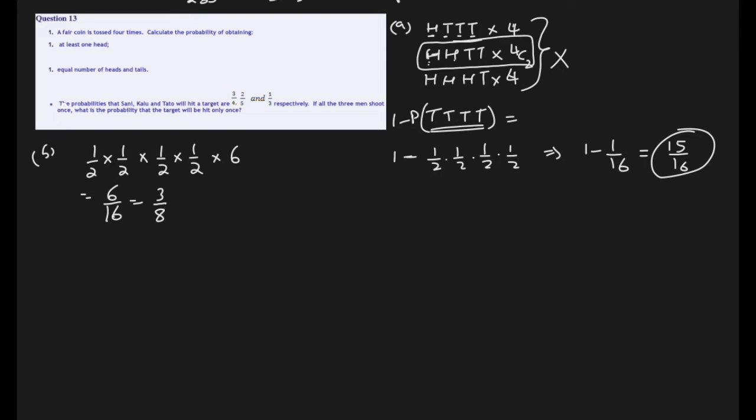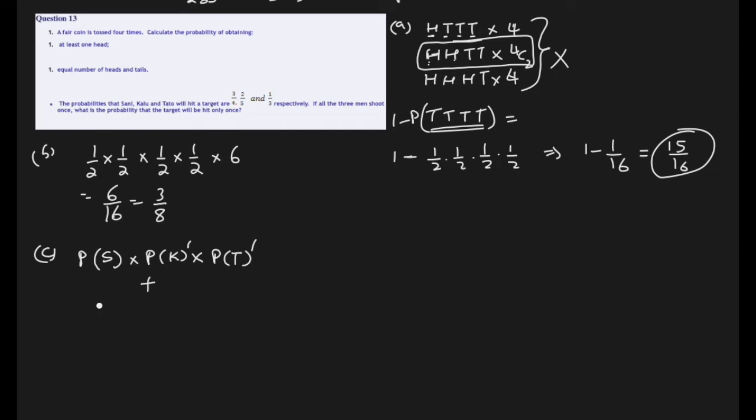Okay. Next, the probabilities that Sunny, Kalu and Tato will hit the target are 3/4, 2/5 and 1/3 respectively. So let's call it part C. If all the three men shoot once, what is the probability that the target will be hit only once? That means two of them will fail and one of them will succeed. So let's say Sunny succeeds but the other two fail. So we'll get P Kalu prime, that means he fails, and Tato prime. This can be the case.